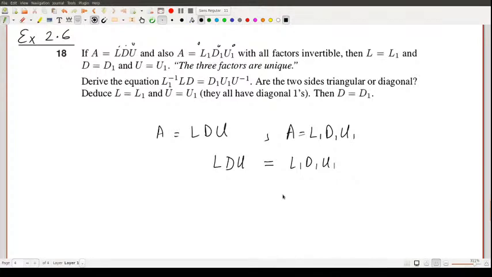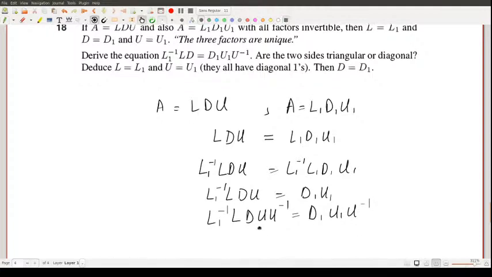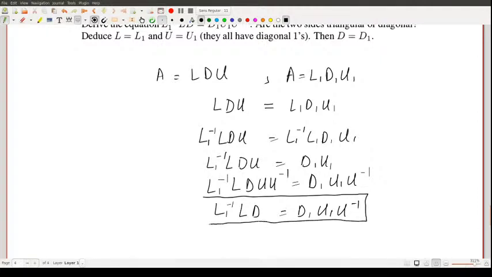And since all 3 factors were invertible, I can just multiply with L1 inverse on the left-hand side. And this just gives me the identity matrix. So I have L1 inverse LDU equals D1 U1. And now I can take U on the other side by multiplying with U inverse. This gives me the identity matrix. So I've derived the equation L1 inverse LD equals D1 U1 U inverse. This is the equation that we needed to derive, and that's straightforward to do.